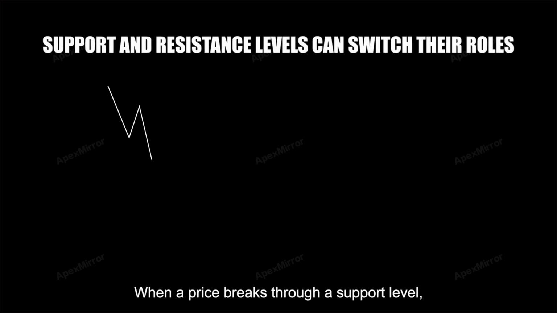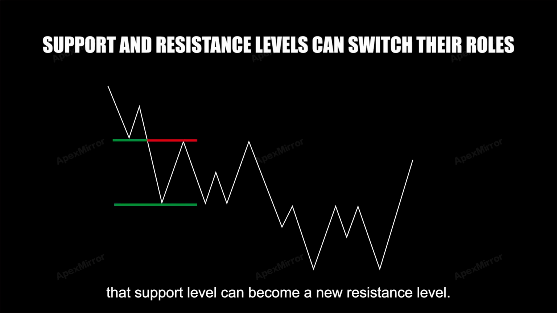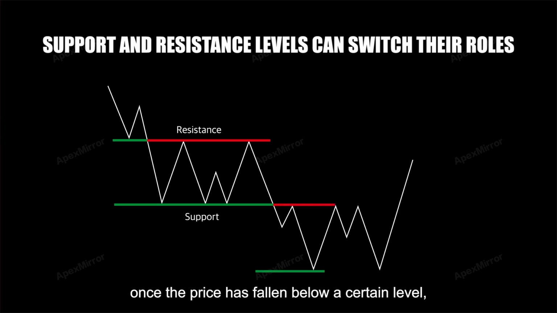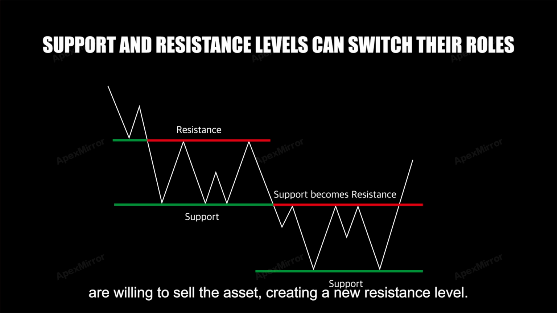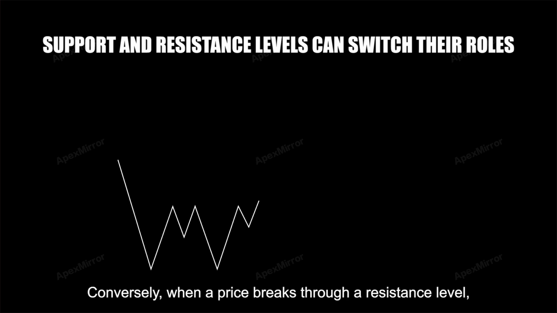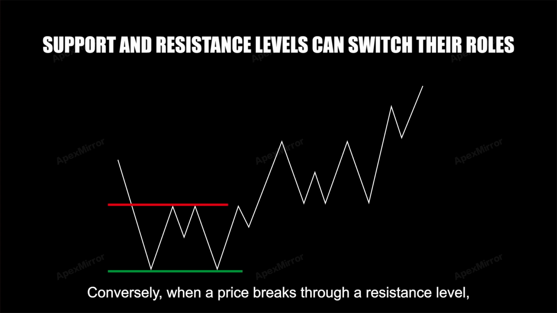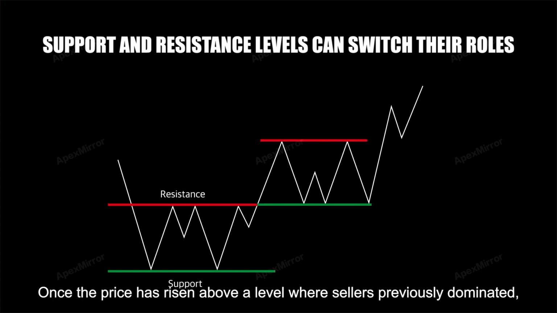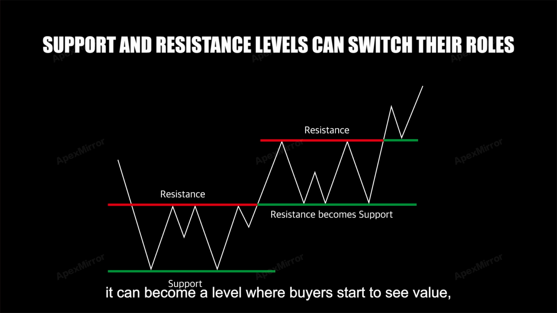When a price breaks through a support level, that support level can become a new resistance level. The rationale is straightforward. Once the price has fallen below a certain level, that level may become a point at which traders are willing to sell the asset, creating a new resistance level. Conversely, when a price breaks through a resistance level, that resistance can become a new support level. Once the price has risen above a level where sellers previously dominated, it can become a level where buyers start to see value, thereby creating a new support level.